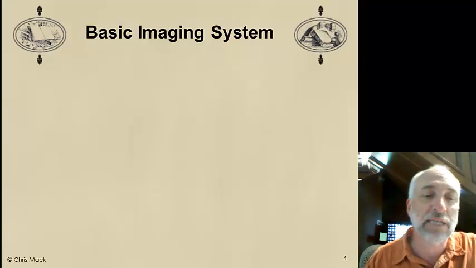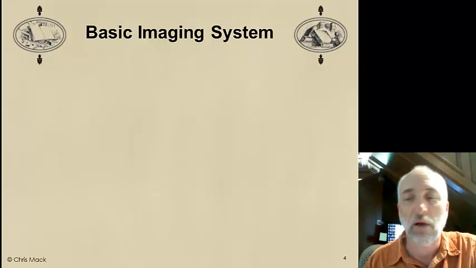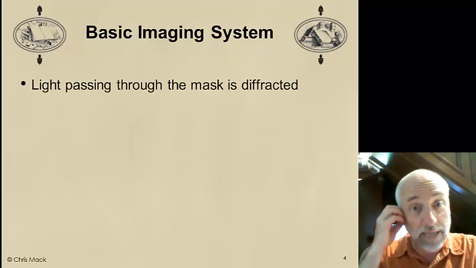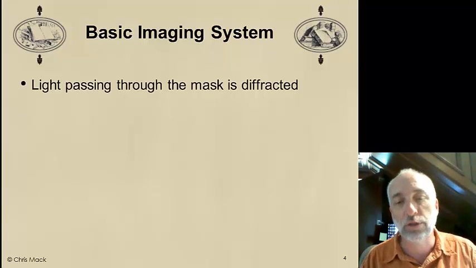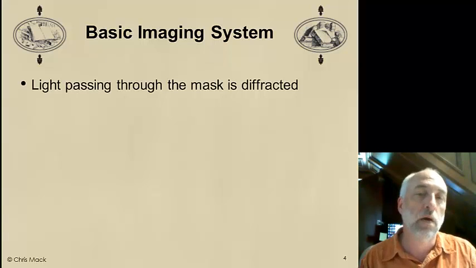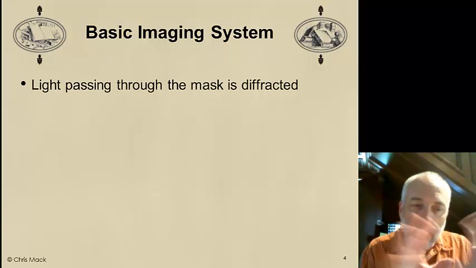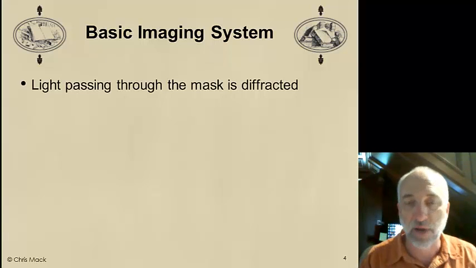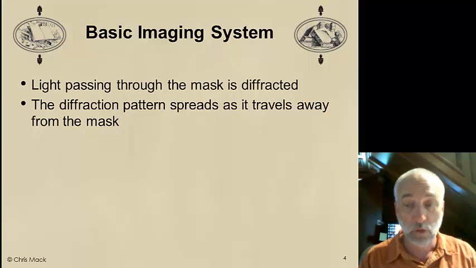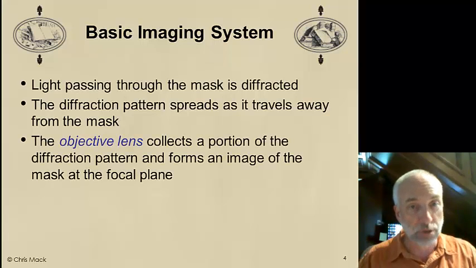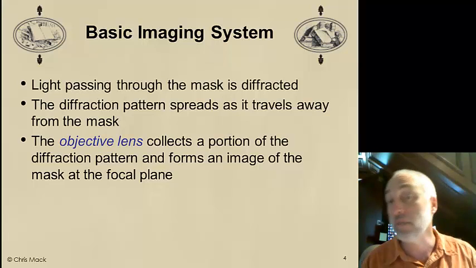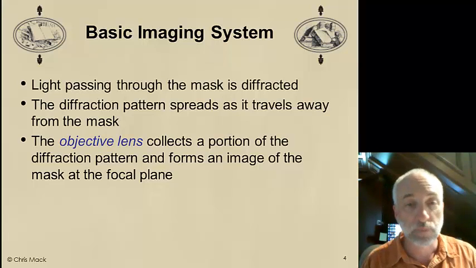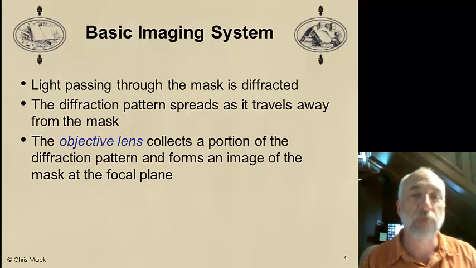So let's go back to that basic imaging system and talk about how it works. First, we have light that's passing through the mask. As it goes through the mask, it's diffracted. We'll talk about what diffraction is in the next few slides. This diffracted light, however, we can think of as spreading out and away from the mask as it propagates. Therefore, we need a lens to capture that diffraction pattern. So the objective lens, or the focusing lens, or the imaging lens of our optical system collects that portion of the diffraction pattern that can fit through the lens and uses it to form an image.